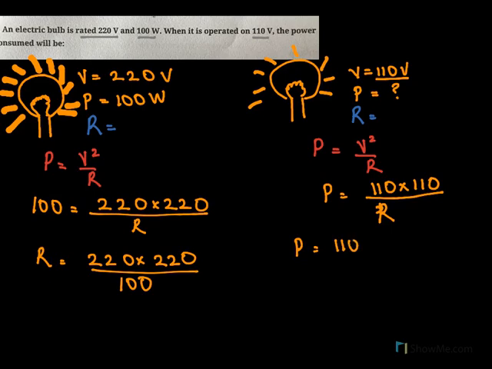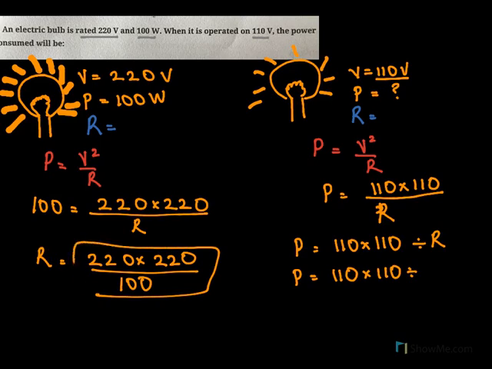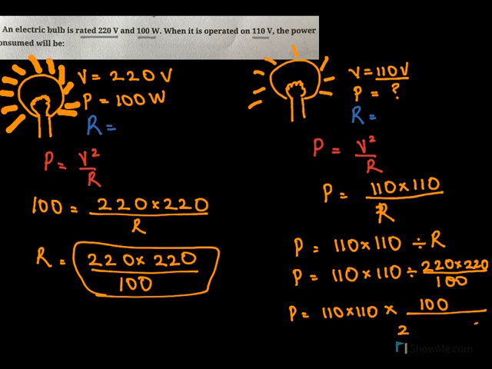So we have power equal to 110 into 110 divided by resistance. We know our resistance, we take it from the earlier, that is 220 into 220 over 100. So power equal to 110 into 110. The division makes into multiplication, then you have 100 over 220 into 220, and then you cancel this out.